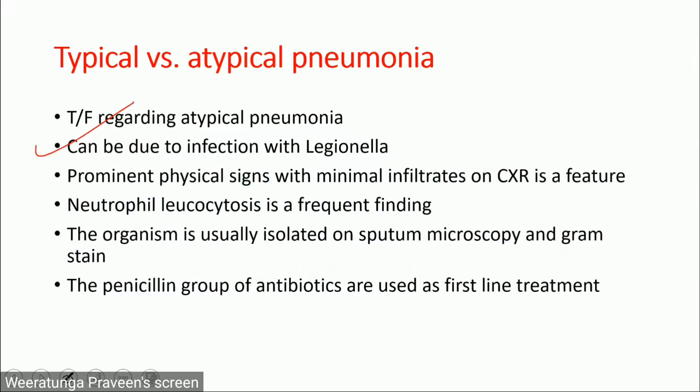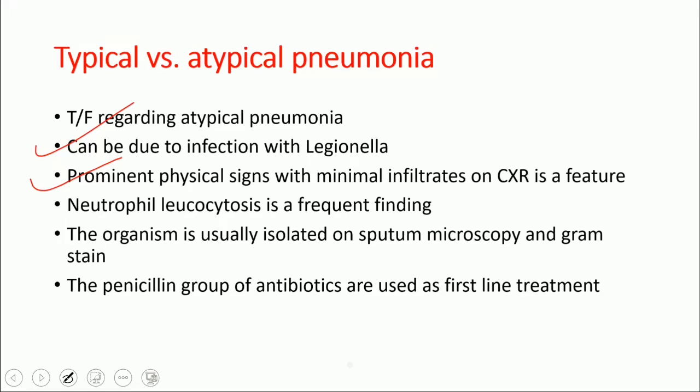So going back to the MCQ, prominent physical signs with minimal chest X-ray infiltrates is a feature of atypical pneumonia, right? So you will see extensive patchy interstitial involvement on chest X-ray and minimal physical signs. Right? On auscultation, you might hear a few crackles here and there, but nothing more.